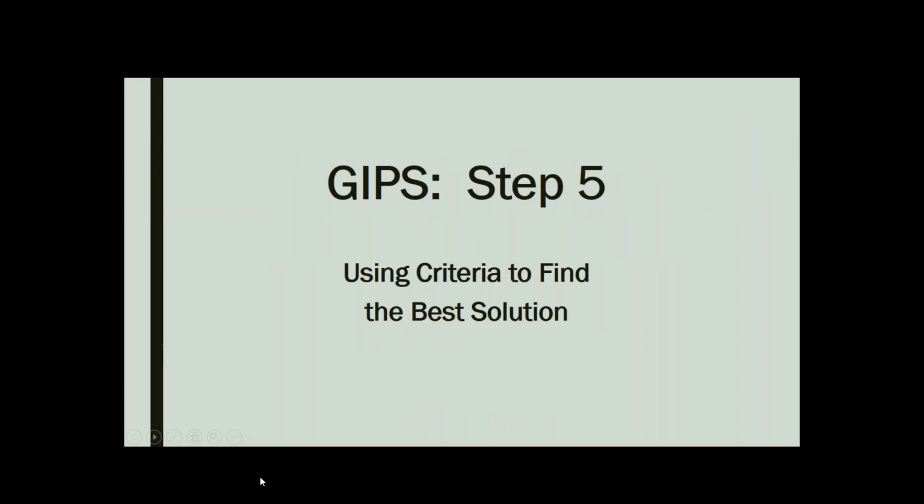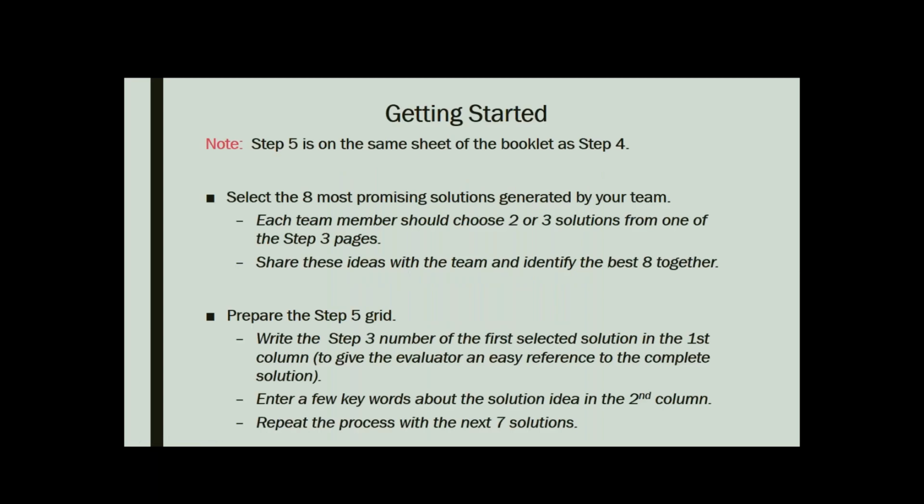We're going to be using that criteria we wrote in Step 4 to find the best solution. The good news is Step 5 is on the same page as Step 4. It's at the bottom of page 10. The criteria is at the top, so that criteria is visible as the selection of ranking is done. It's very convenient. We're only going to need 8 solutions for evaluation on this step.